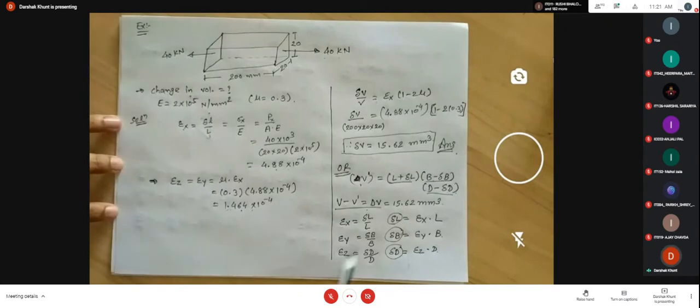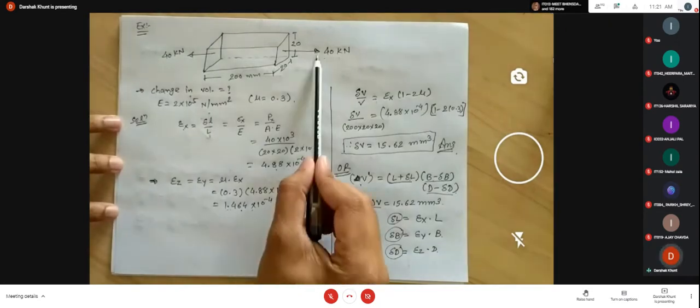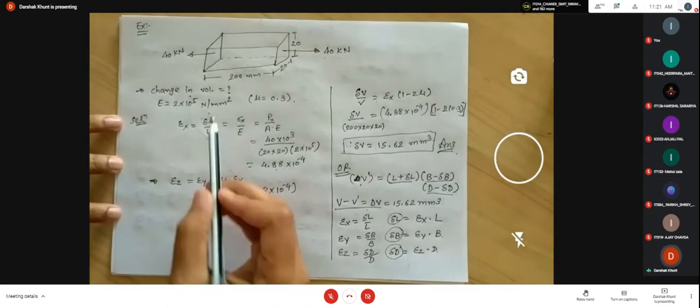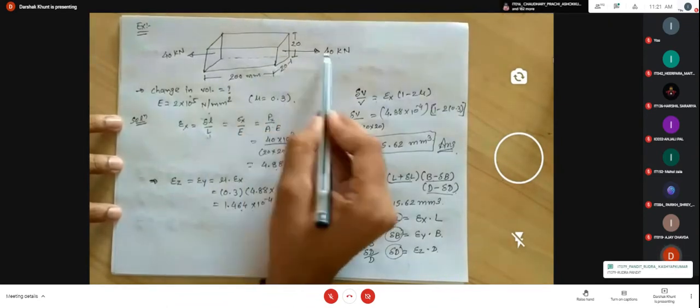So in this way you have to find the change in the volume under the effect of external force. Here we have considered the three-dimensional effect of forces. In the first chapter of simple stress and strain, we found only the change in the longitudinal direction.